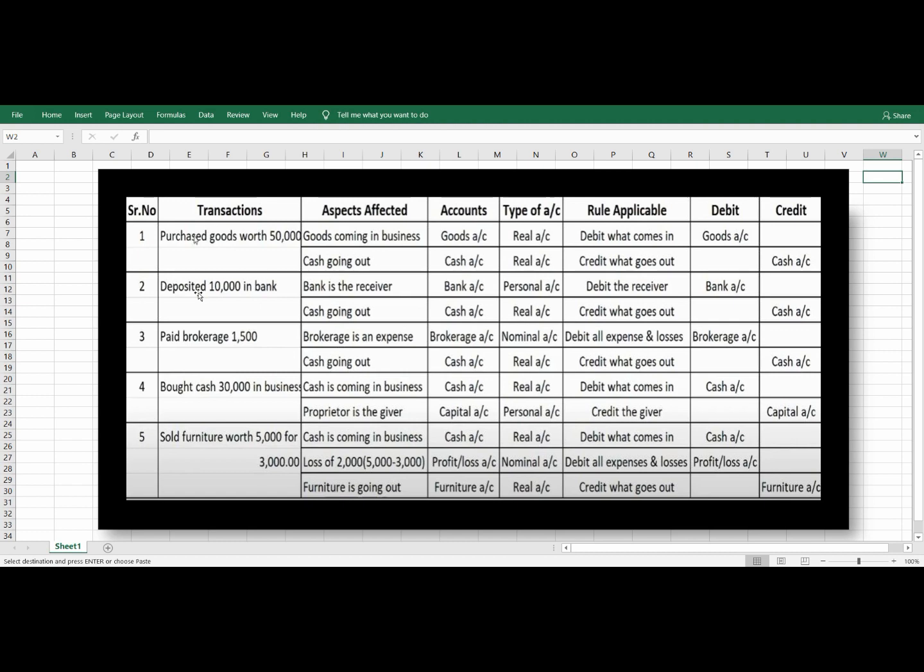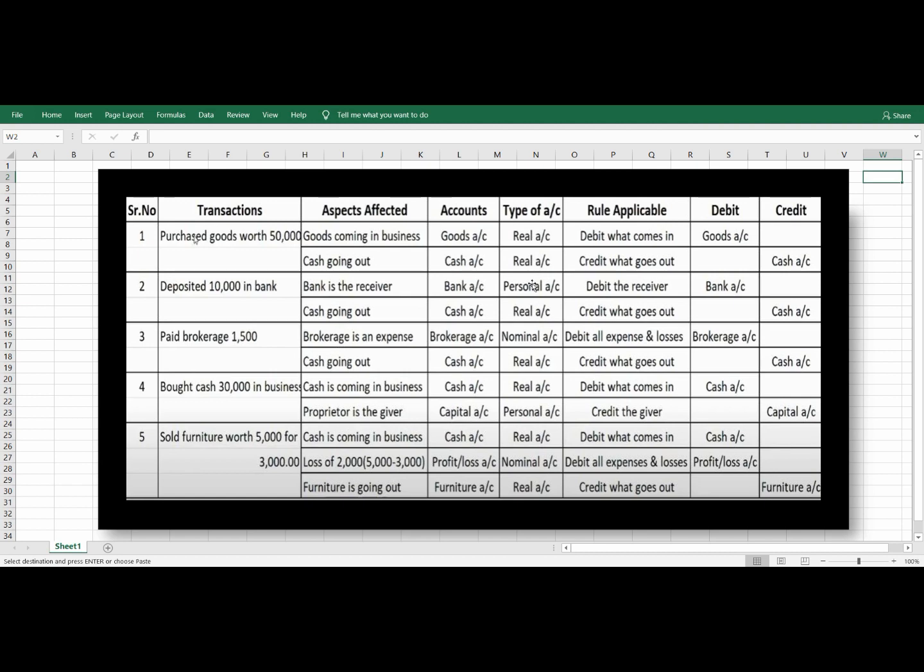Now, let's see the second entry. Deposited 10,000 in bank. Over here, I can see two aspects again, deposit and 10,000. Now what is being deposited? It is deposited in bank. So the actual aspects over here are 10,000, that is cash, and second is bank. So bank is a personal account and cash account is a real account.